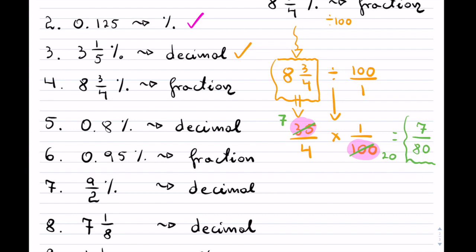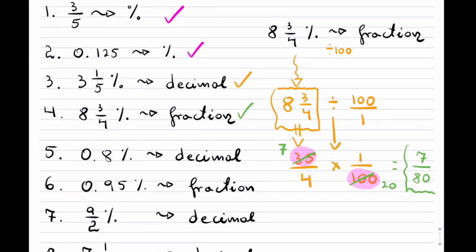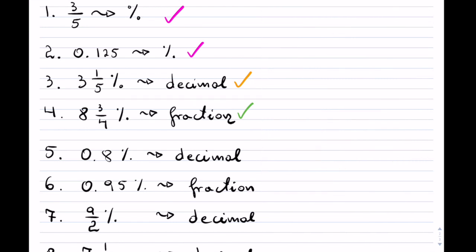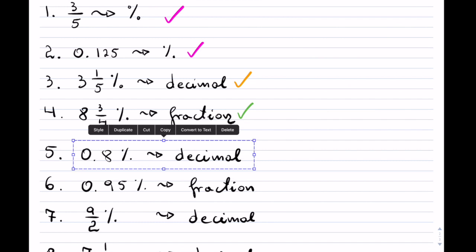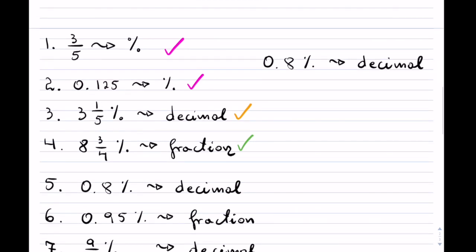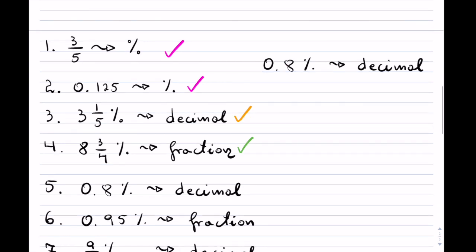And that is the equivalent of that percent as a fraction. Number 5. Let's take a look at this one. So for number 5, now we have this example. Now I want to change a percent to a decimal. So what do I have to do? I have to divide by 100.